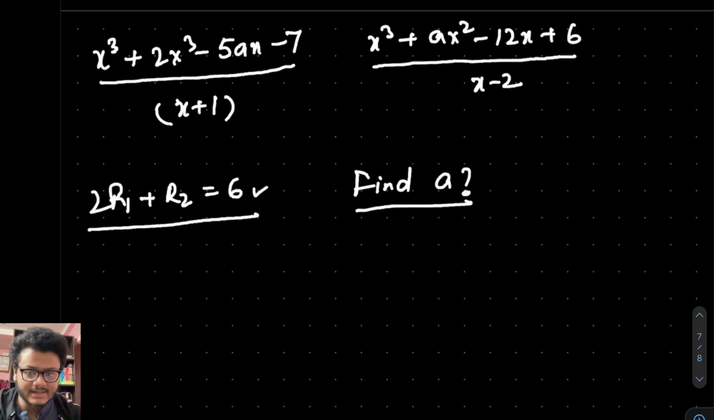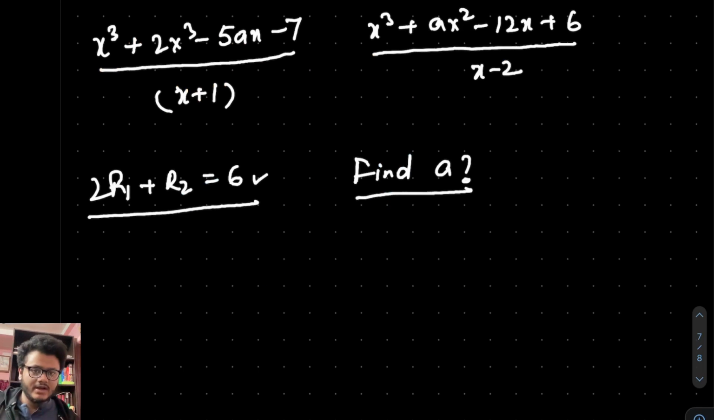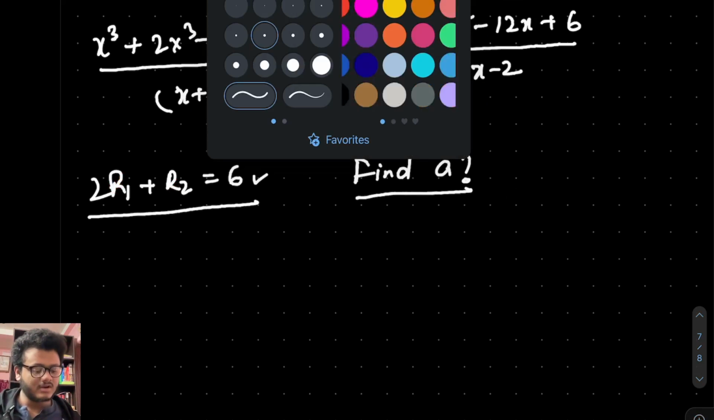So we have another question. Okay, so here we are told that the first expression is divided by this term, and the second expression is divided by this term, and when we divide by this term we get a remainder R1, and when we divide by this term we get remainder R2. This is a very simple question that is based on the remainder theorem.